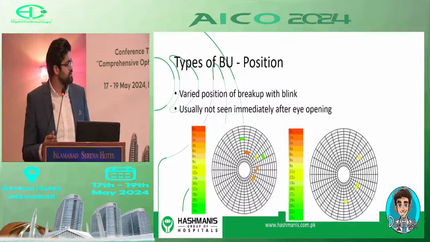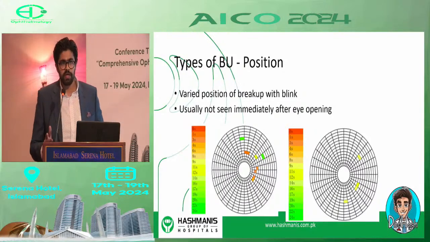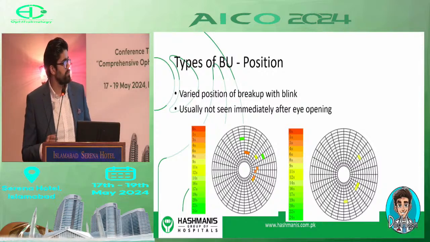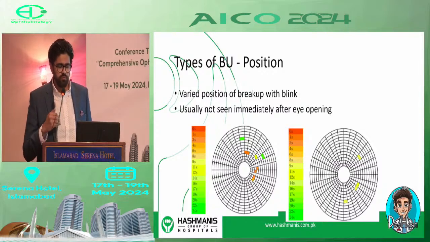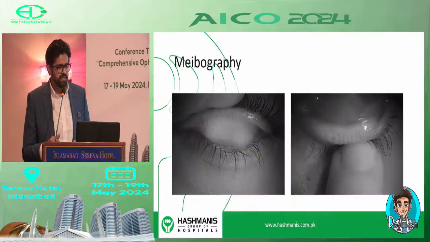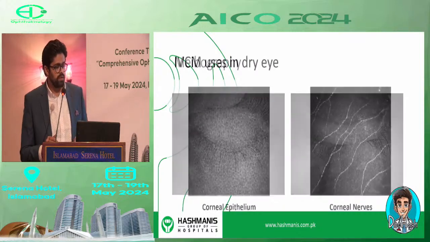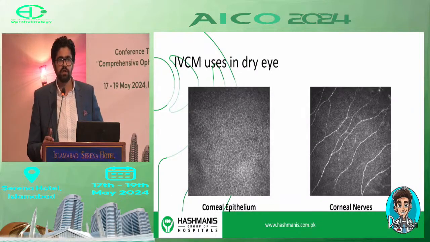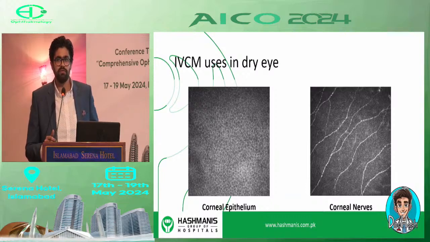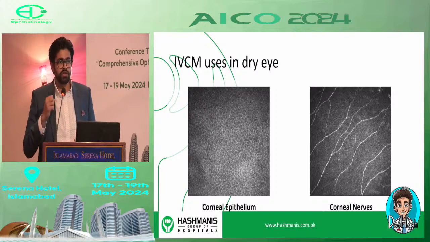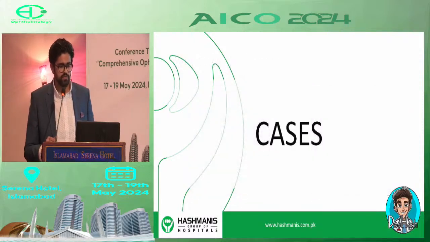Now there are many tests that you can do, like non-invasive breakup time, but if you don't have access to that, you then have fluorescein breakup time. And it's not just the breakup time that's important, it's the position of the breakup as well. We'll discuss this as we go through the cases. Then you have meibography, where you can see the morphology of the meibomian glands. And then very few centers have this, but you can go on to do in vivo confocal microscopy, where you can see on a cellular level exactly what's going on with corneal nerves, corneal epithelium, stroma, and all of that. We'll go through this in all of the cases as well.